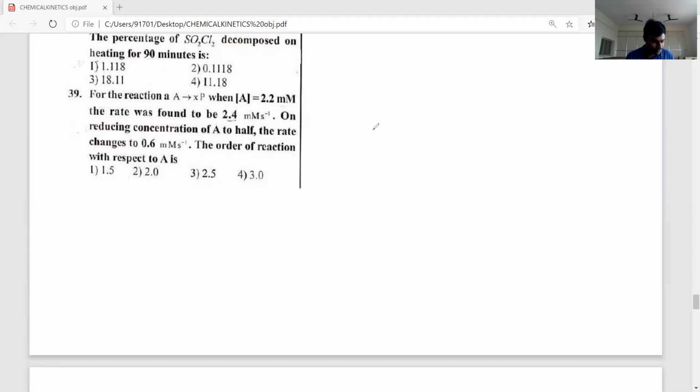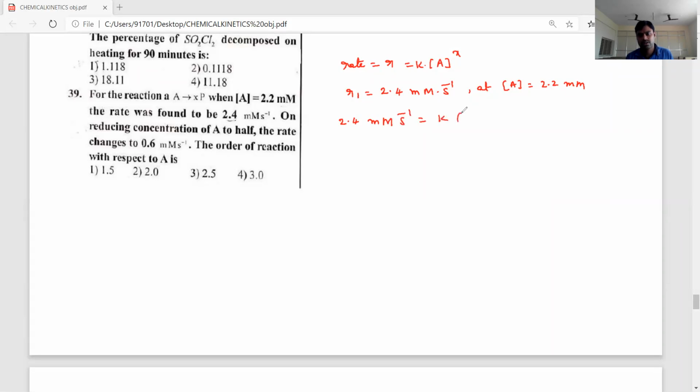For this given equation, the rate expression is R equals K into A power x. According to that, the initial concentration is 2.2 millimolar and the rate was found to be 2.4 millimolar per second. So R1 is 2.4 millimolar per second at a concentration of A of 2.2 millimolar. Now 2.4 millimolar per second is equal to K into 2.2 whole power x.